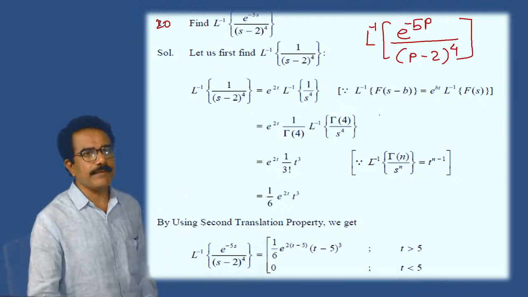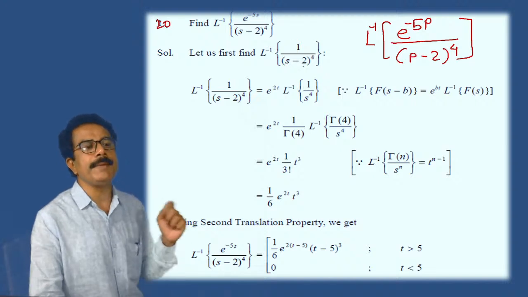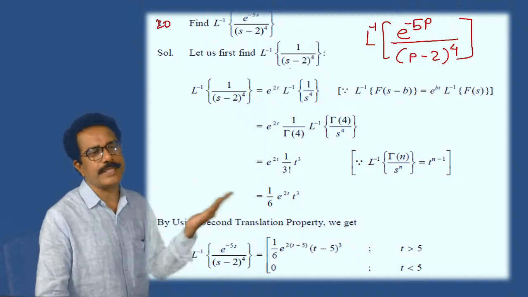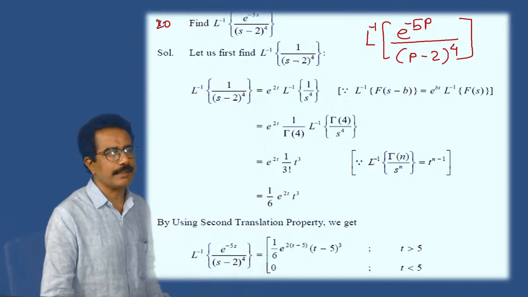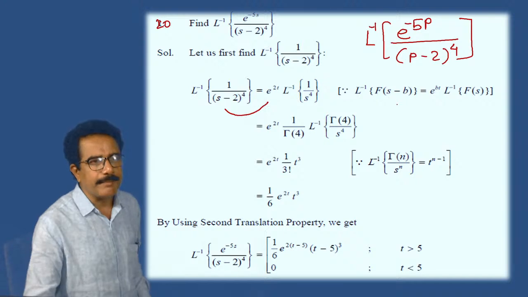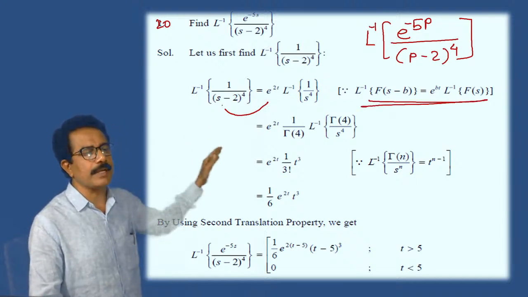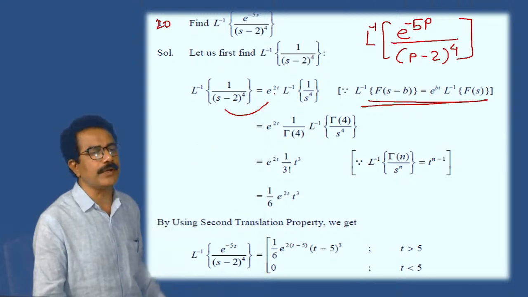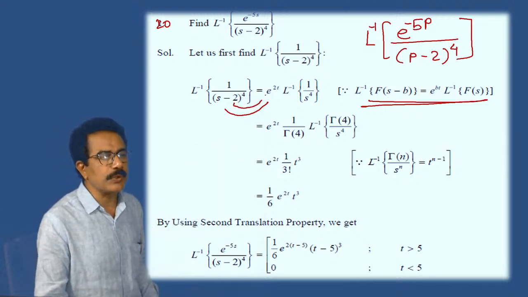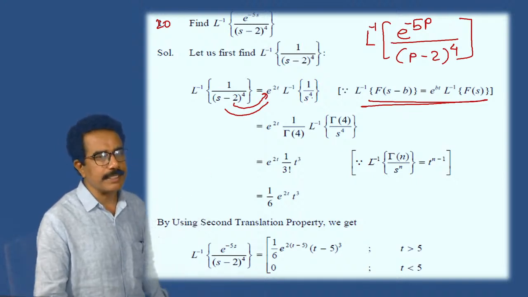So first of all we have to calculate L inverse of 1 upon p minus 2 bracket raised to 4, or s minus 2 bracket raised to 4. So how will we get it? By using the shifting property, we can write L inverse of 1 upon p minus 2 bracket raised to 4. Here a is 2, so e raised to at times L inverse of 1 upon s raised to 4.